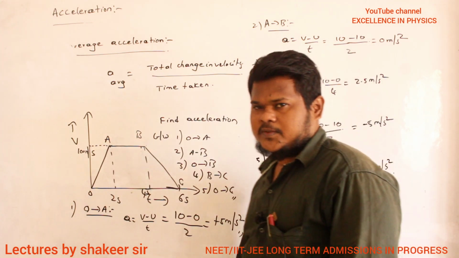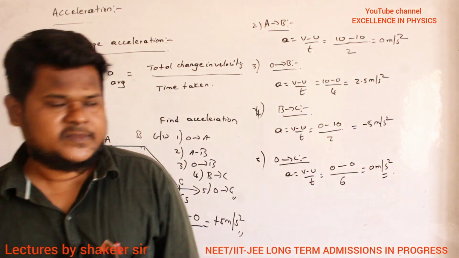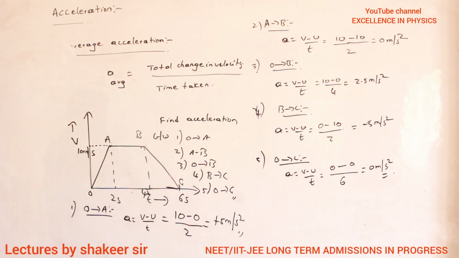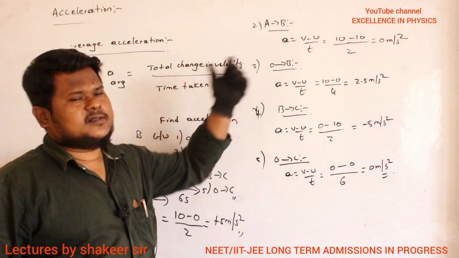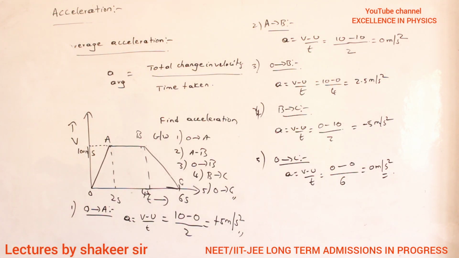So that is how we do the problems in the case of graphs. Understood? Make a note of this. Sometimes I got positive acceleration, sometimes negative acceleration, and somewhere I got 0 acceleration also. Fine? That's it.